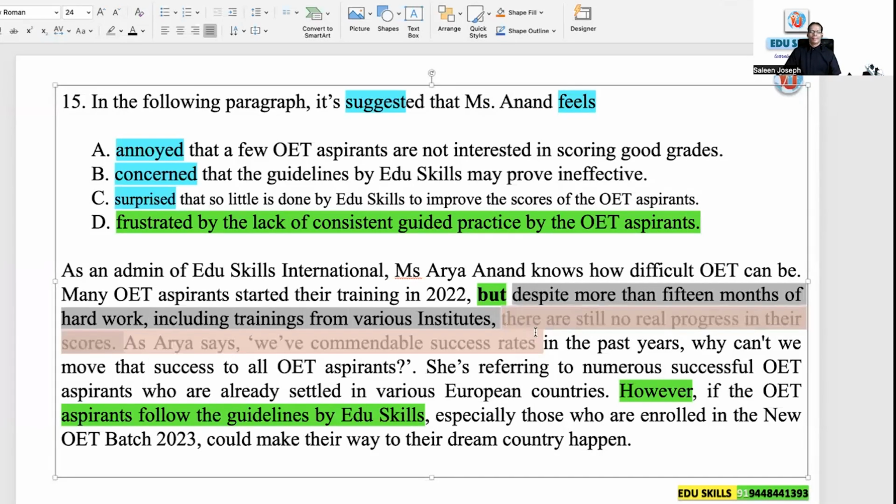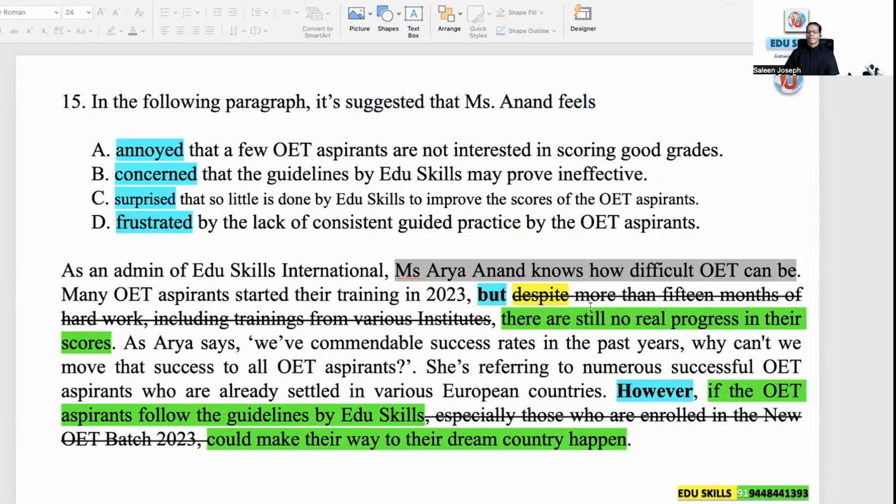So what is the independent clause here? There are still no real progress. We are struggling so much. We are giving so many sessions, providing material, teaching them every strategy, and still no real progress in their scores. What does it show? Frustrated. Again, at the end, after both the contrast words, there is the answer. Whatever you said in the first is also correct, but even before that there is a complex sentence, and in the independent clause, not in the dependent clause, there is the answer. Is that clear?